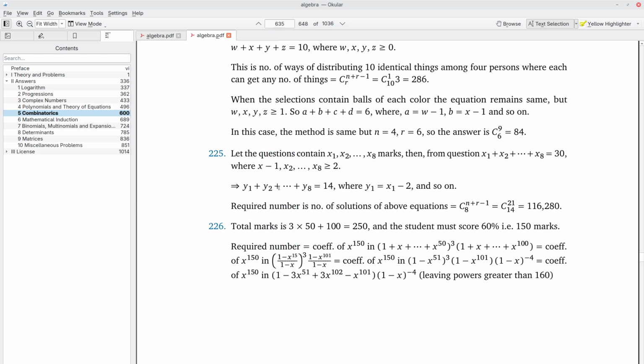Now y1 + y2 through y8 is equal to 14, where y1 = x1 minus 2, y2 = x2 minus 2, and so on. The required number of solutions in this case: r would be 14 and n would be 8. So the total number of ways is 21C4, that is 116,280.